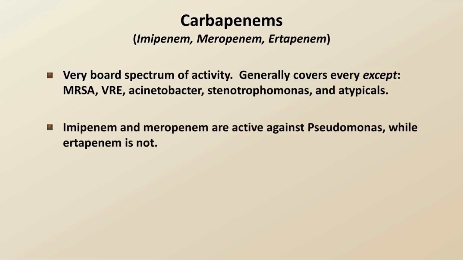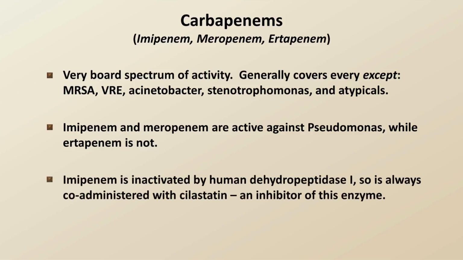Imipenem and meropenem are active against Pseudomonas, while ertapenem is not. Imipenem is inactivated by human dehydropeptidase 1, so it is always co-administered with cilastatin, an inhibitor of this enzyme. And one major downside to the otherwise fantastic carbapenems is that they are only available in IV form.